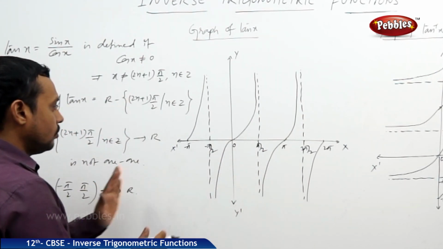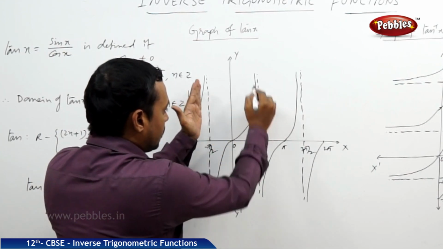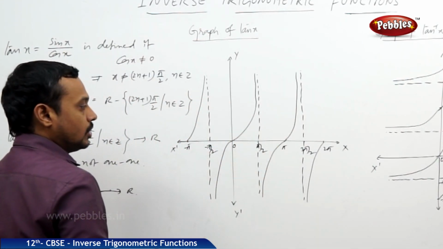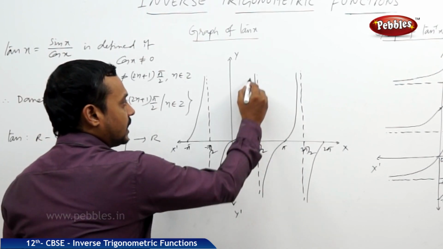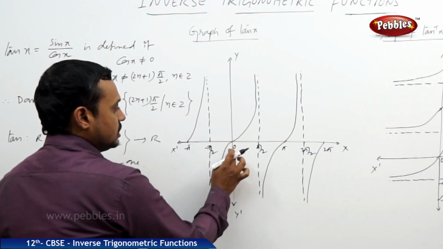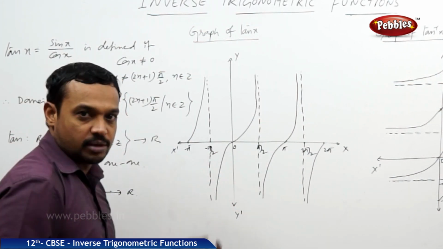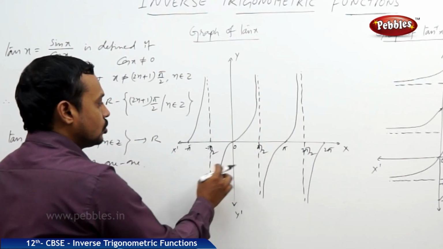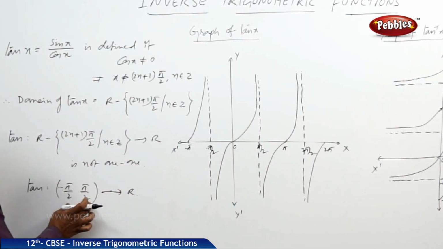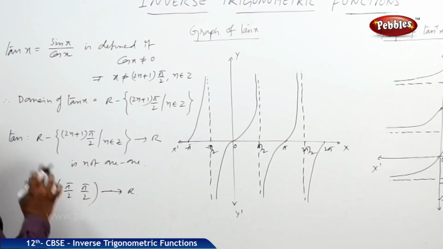First of all, we have restricted the domain to minus pi by 2 to pi by 2 only. Now look there, the graph is completely increasing. From minus pi by 2 to 0 it is increasing, 0 to pi by 2 also increasing, and no two values have the same image in this domain. So this interval minus pi by 2 to pi by 2 is called the principal domain or principal branch of tan x.